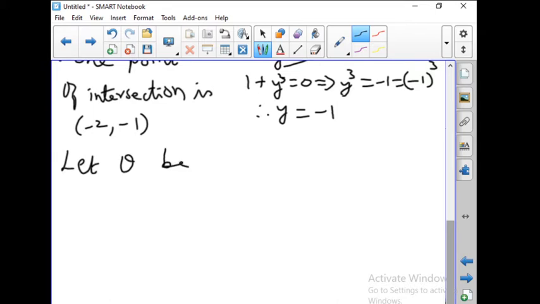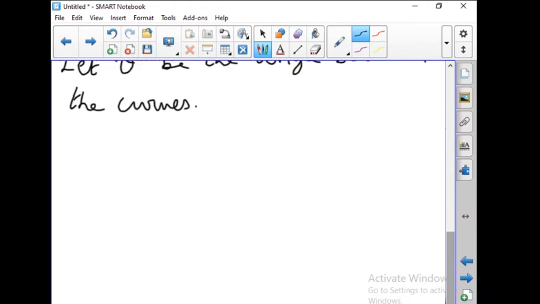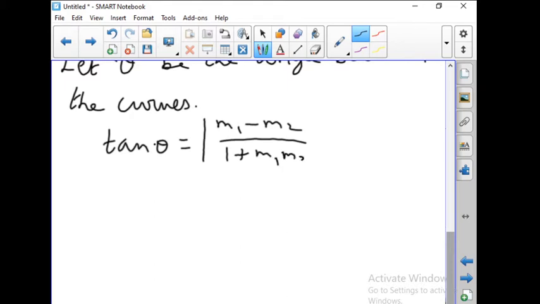So now let theta be the angle between the curves. What is the formula? Tan theta is equal to modulus of m1 minus m2 by 1 plus m1 m2. So now we have to find m1 and m2. So we will differentiate the curves.